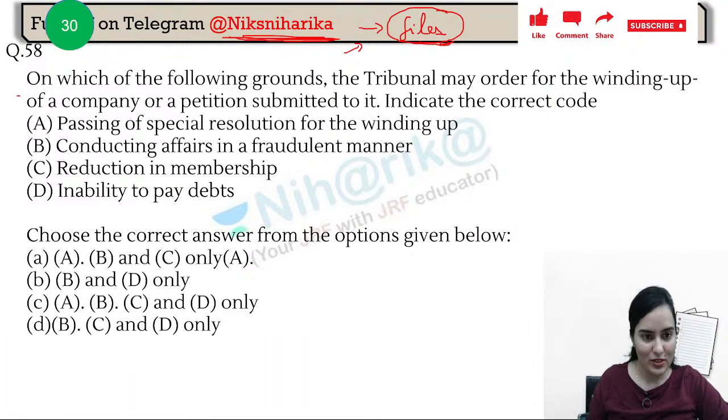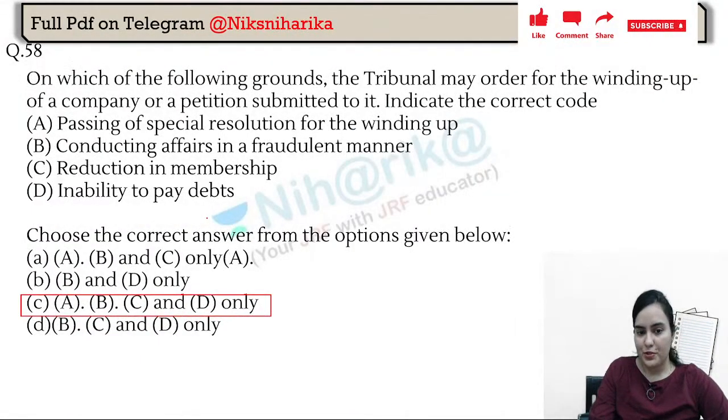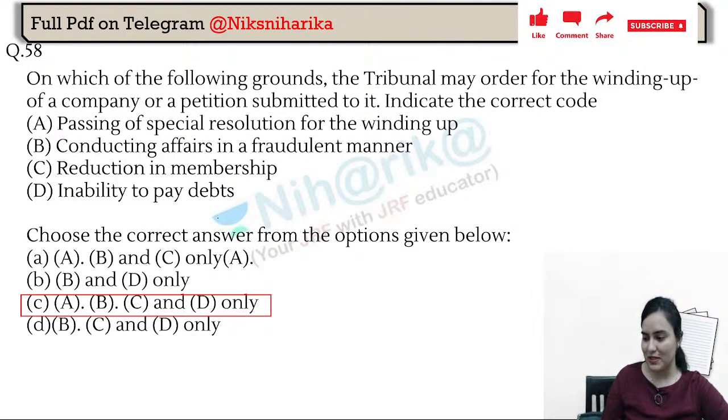Okay, you think, okay, great. For this question, option C, very good, all of the above. All of the above is the simplest answer. C, D may confuse. Which of the following grounds the tribunal may order winding up? Passing of the special resolution for the winding up, definitely. Conducting affairs in a fraudulent manner, then reduction in membership and inability to pay debts.